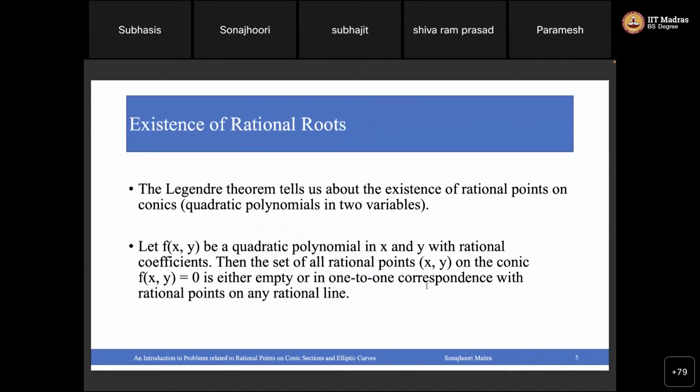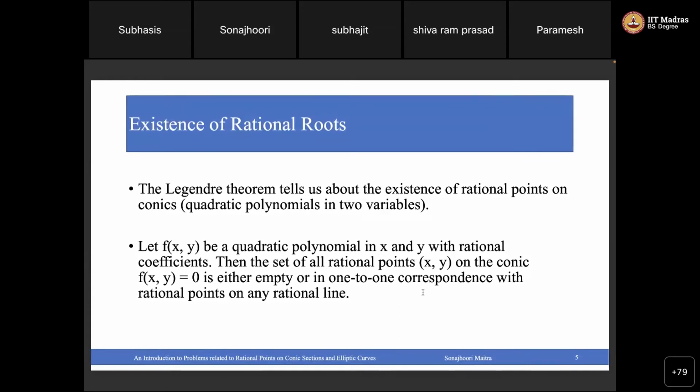Now, there is a theorem called the Legendre theorem, as you can see here. It tells us about the existence of rational roots on conics. Quadratic polynomials in two variables we can call conics. If f(x, y) is a quadratic polynomial in x, y with rational coefficients, then the set of all rational points (x, y) is either empty or in one-to-one correspondence with rational points on any rational line. It's basically the same thing that I stated previously, that it's either empty or infinite, because we already showed that the number of rational points on a rational line will be infinite.